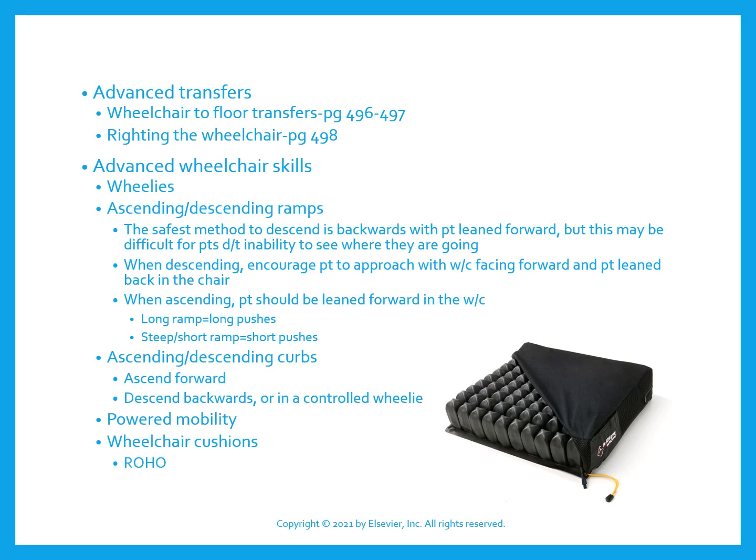When descending, encourage the patient to approach with the wheelchair facing forward and the patient leaned back in the chair. And when ascending, the patient should be leaned forward in the wheelchair. If they're going up a long ramp, we want to teach them to use long pushes. But if they're going up a short ramp, that typically means that it is steeper, and so we want to use short pushes so that they don't roll backwards in the process. When going up and down curbs, we want to ascend in the forward direction and descend backwards or in a controlled wheelie.